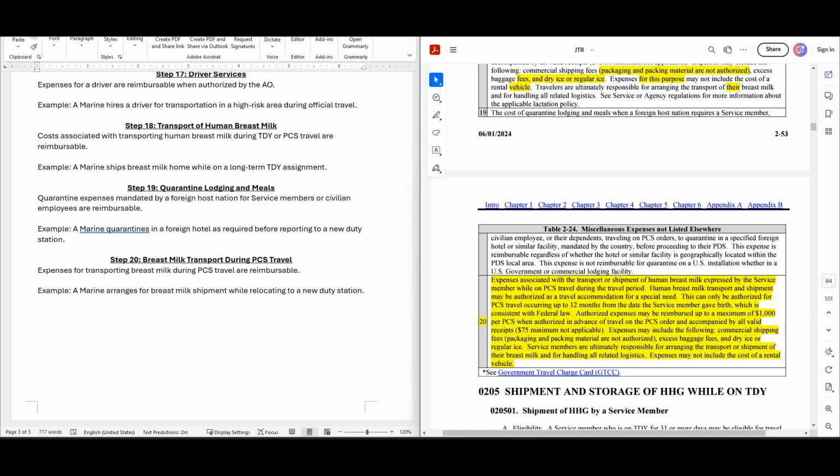To quickly recap, today we covered the various miscellaneous reimbursable expenses under the JTR, including late payment fees, international transaction fees, storage or baggage, and many more. Understanding these will help you manage your travel finances effectively and ensure compliance with regulations.